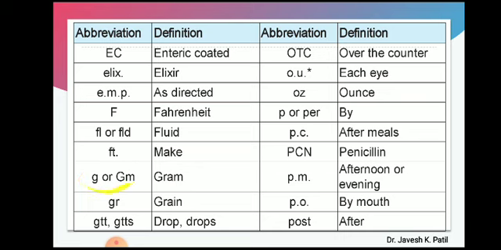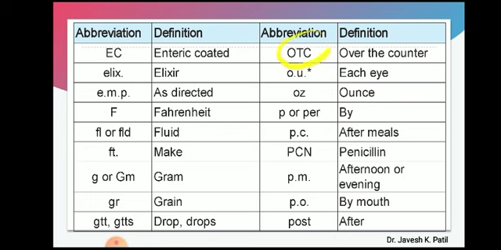G, small g or capital G, small m, for gram, and if you are writing it gr, it means grain. Then for drops, see here no use of d, but the abbreviation used for drop is g double t, small, and drops gtts.